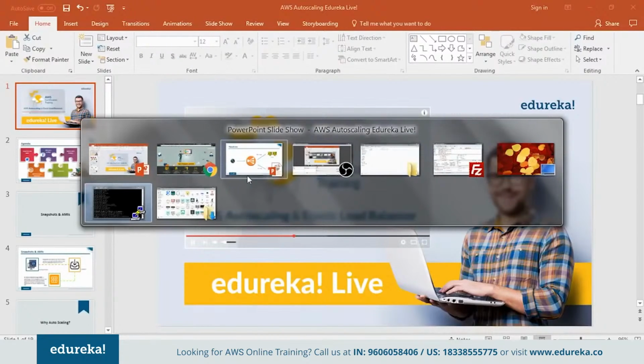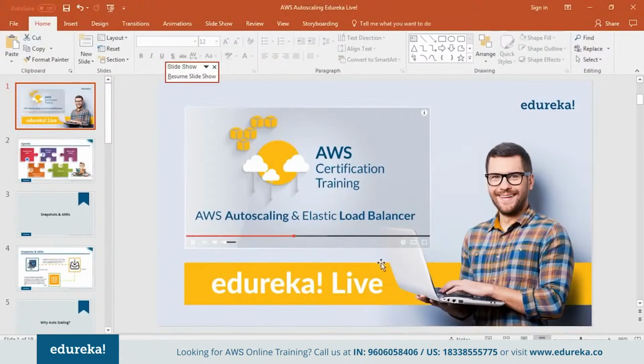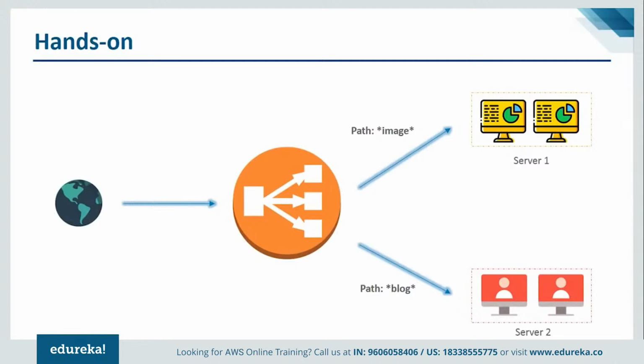Let me quickly go to my PPT. We created a load balancer which intelligently identifies what the user is asking. If he's asking for image, he'll go to server 1. If he's asking for blog, he'll go to server 2. In place of image, I've just specified server 1 and server 2 so that it becomes easy for you to understand. One more part that I missed.